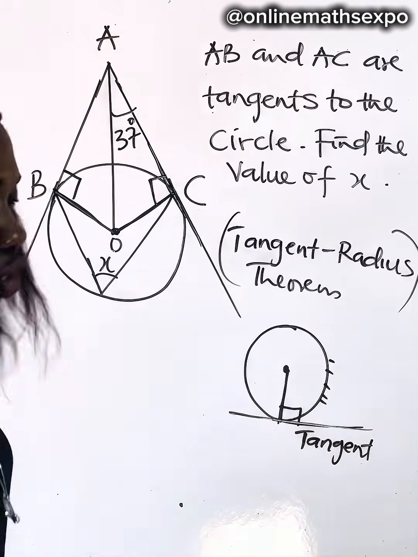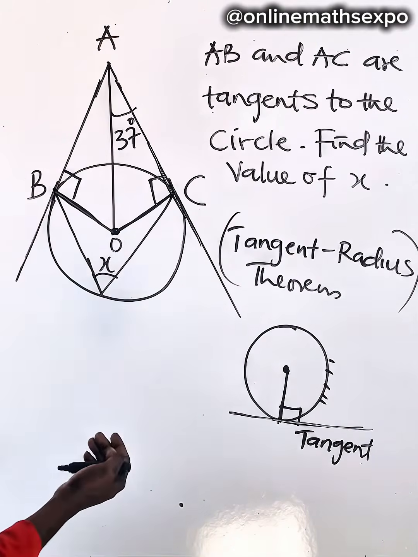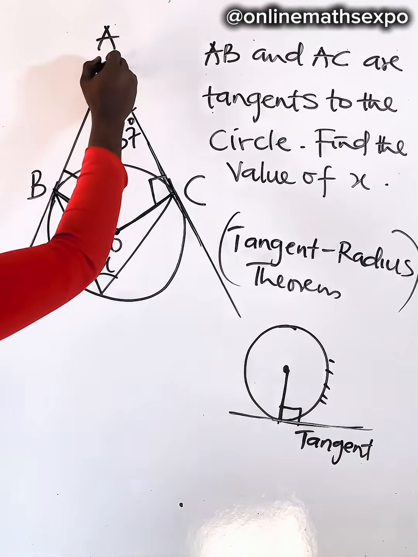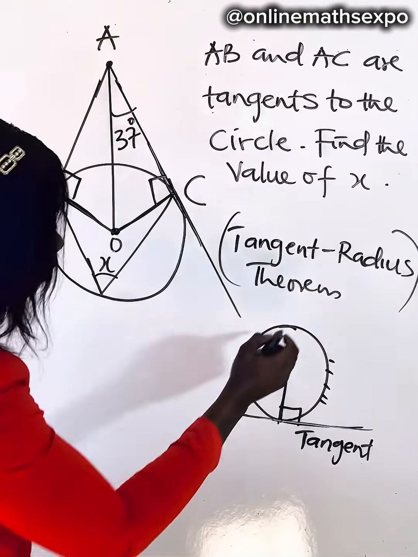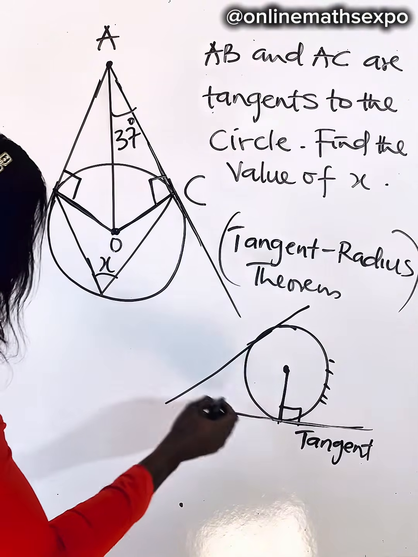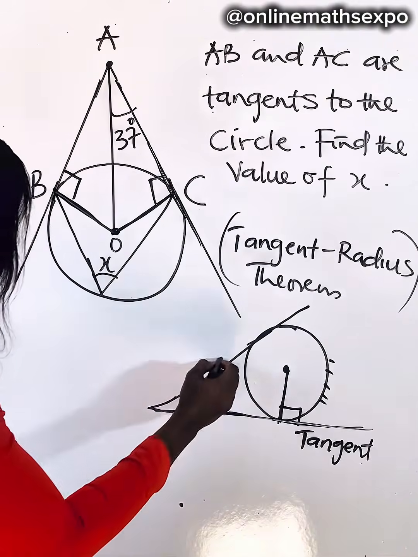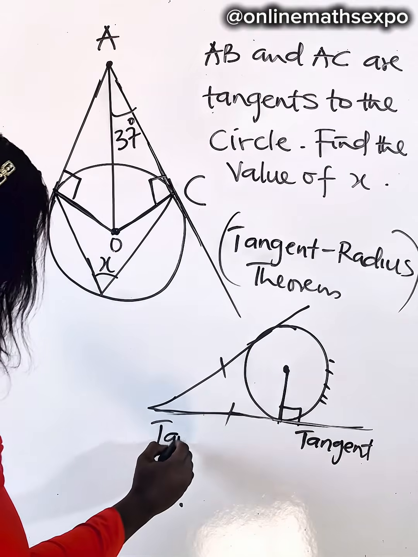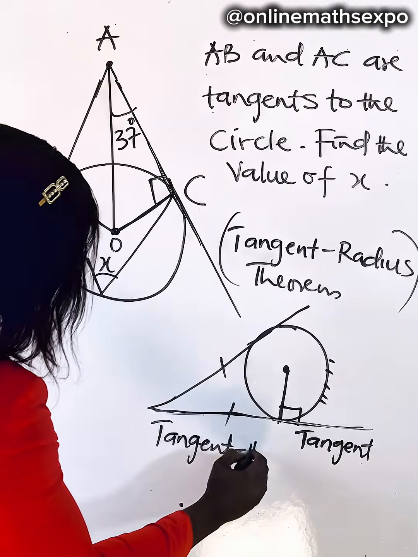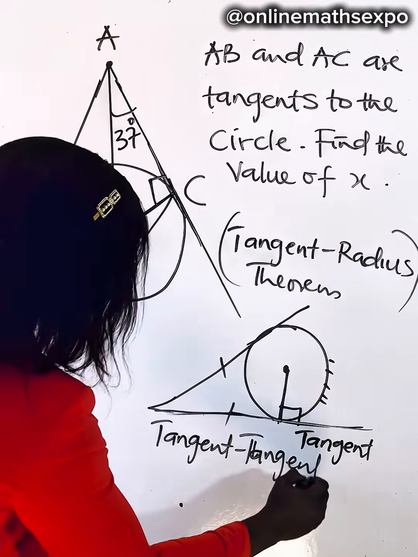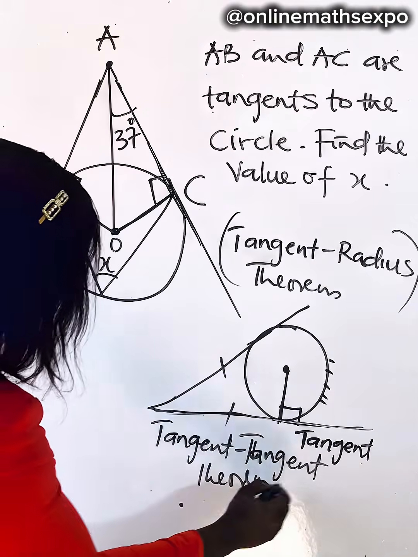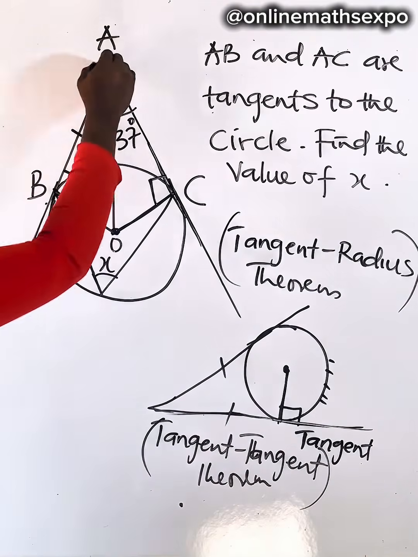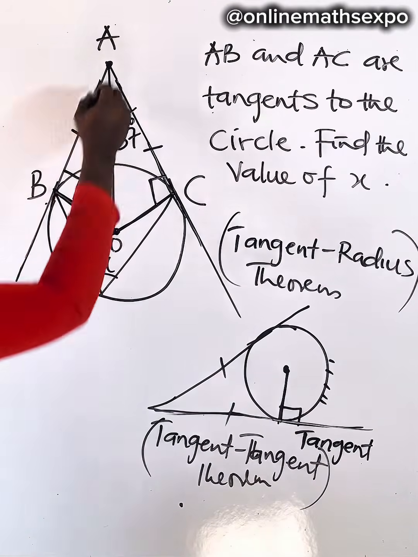Now, what other information do we need to help us to find x? If you look at this, you also see that these two tangents meet at a point A. And whenever you have two tangents meeting at a point, we say that those two tangents are equal. What is your reason? Your reason is your tangent theorem. So in that case, if two tangents are equal, it means that AB is equal to AC. So these two lines are equal.